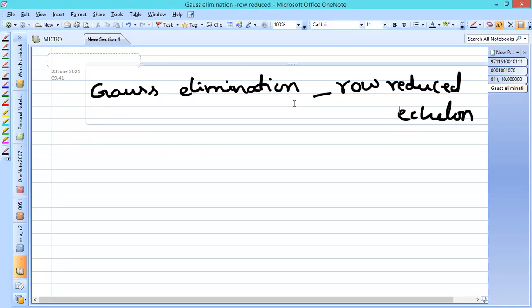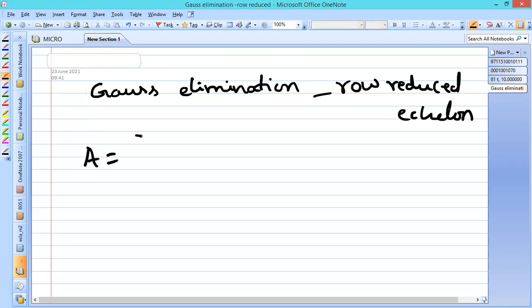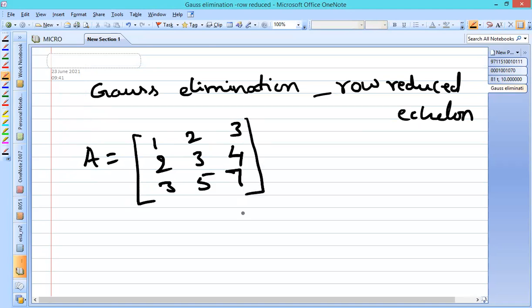Let us take the first problem. Find the rank of a matrix A, which is given by 1, 2, 3, 2, 3, 4, 3, 5, 7. Find the rank of matrix A using the Gauss elimination method, or row reduced form, or row echelon method.